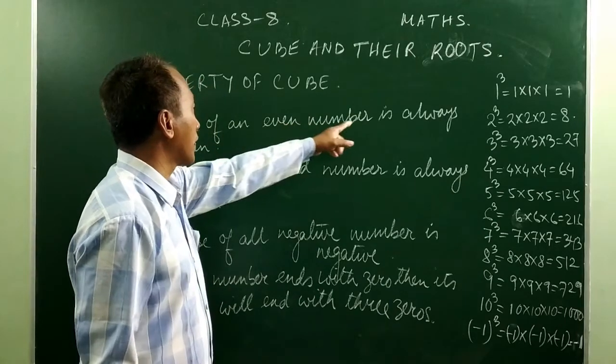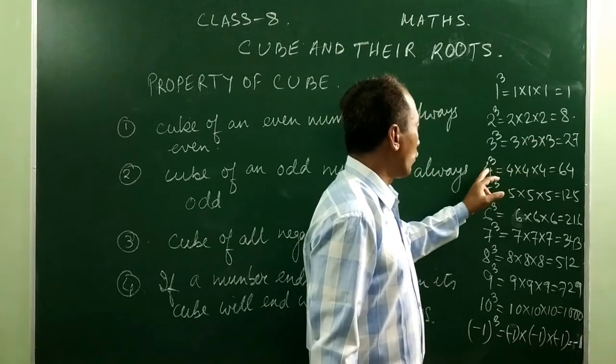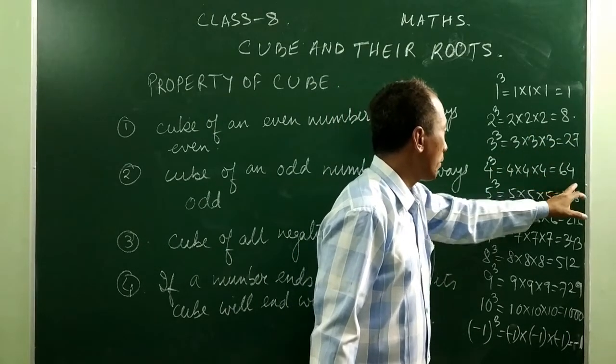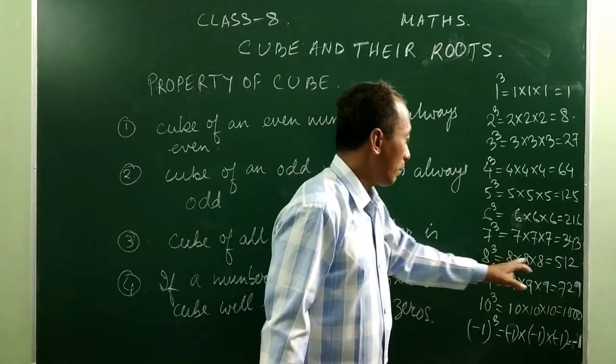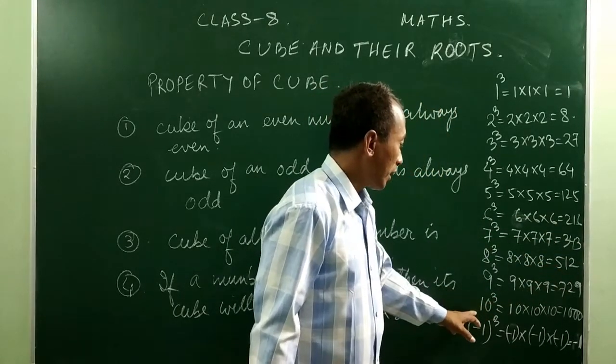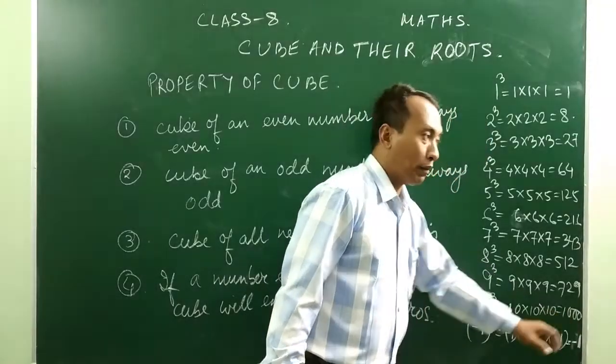The cube of an even number is always even. Here 2 is an even number, we get an even number. 4 is an even number, we get an even number. 6 is an even number, we get an even number. 8 is an even number, we get an even number. 10 is an even number, so the cube we get is an even number.